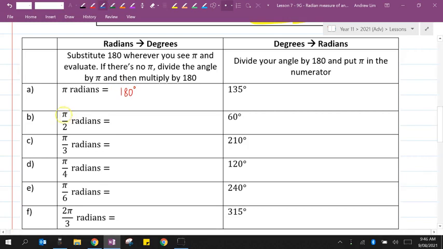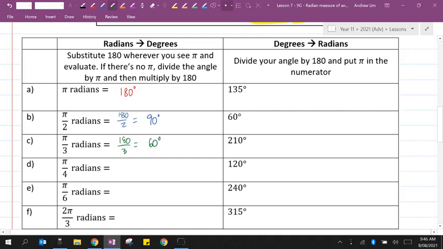Question B, we see pi on 2, that's the same as 180 divided by 2. That's 90 degrees. Okay, I'll do one more with you. Pi on 3, substitute 180 divided by 3, that's 60 degrees.